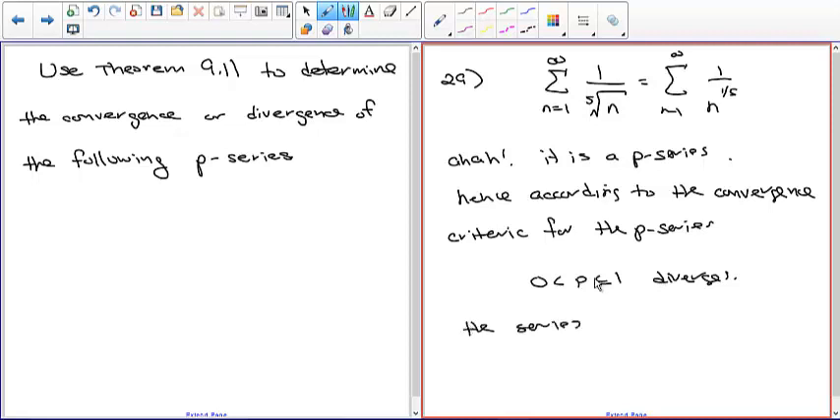So according to the convergence criteria, which says that if P is between 0 and 1, then the series, therefore, I guess I'll put therefore, the series diverges.